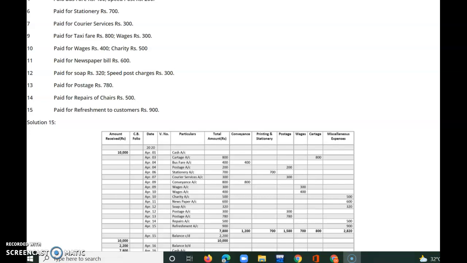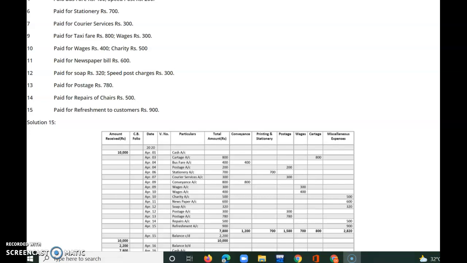Then paid for taxi fare 800. This is conveyance. Wages rupees 300. So conveyance is to be written separate. Wages is to be written separate because those are independent items. So 800 written here in the conveyance column. Same 800 in the total amount column. Then wages 300. We had written in the wages column 300. Also in the total amount column 300.